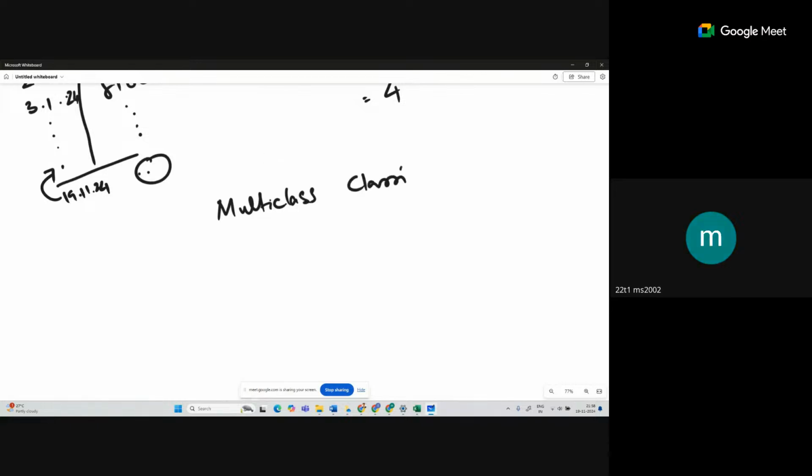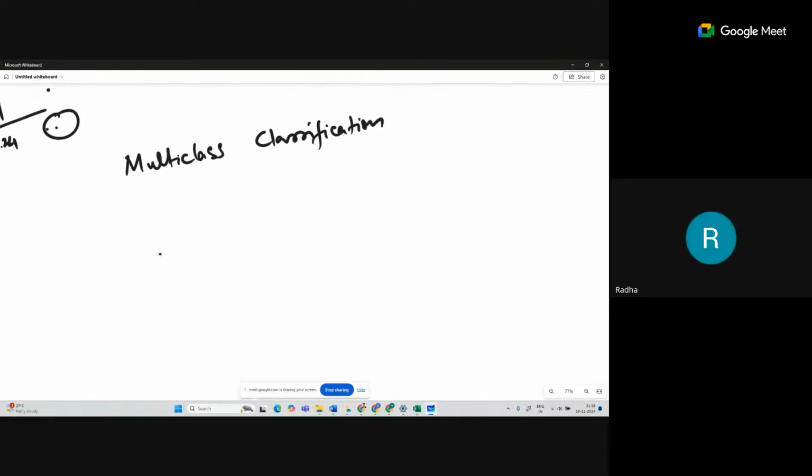Multi-class classification. What is multi-class classification? We have more than two classes. When you have two classes, 0 and 1, it is called binary classification. Now you have three classes, so it comes under the umbrella of multi-class classification.